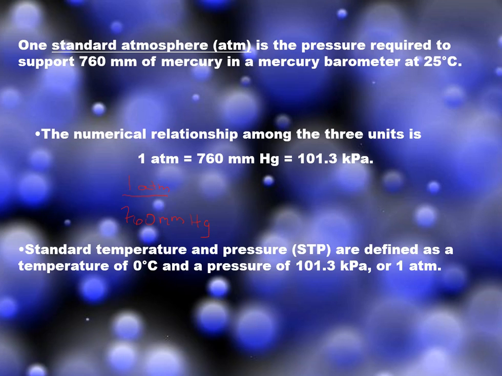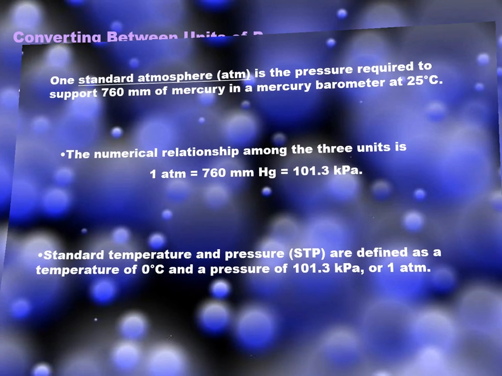So let's take a look at that. First of all, we have standard temperature and pressure, which is called STP. You might have heard of that abbreviation before. It is defined as a temperature of 0 degrees Celsius at 101.3 kilopascal, or 1 atmosphere. So these are numbers that we want to remember. STP: 0 degrees Celsius and 1 atmosphere of pressure.